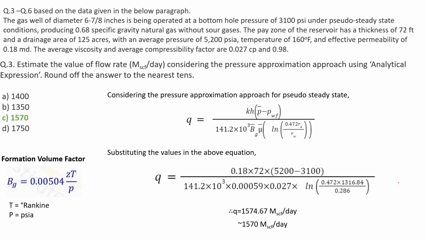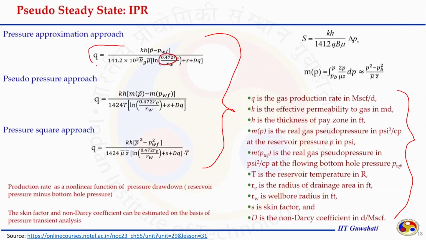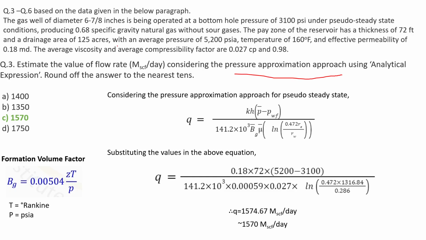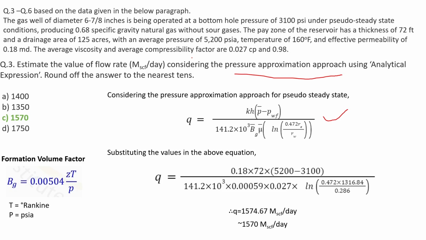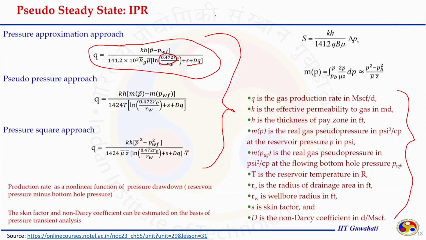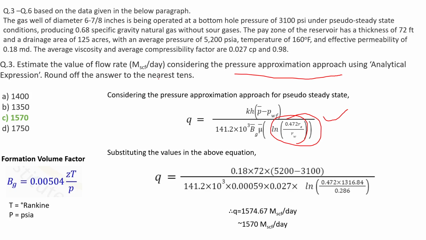Okay, so let's see the first one. They're saying we have to use the pressure approximation approach. So pressure approximation approach means this equation we have to use. So that's the equation they have used. Here they have also considered the skin factor and non-Darcy coefficient. This is the overall equation. But here they are not talking about the skin factor and the non-Darcy coefficient, so those values are not included here, as you can see in this term. Excluding these two terms, the whole equation will remain the same. So that is the equation we are considering here.